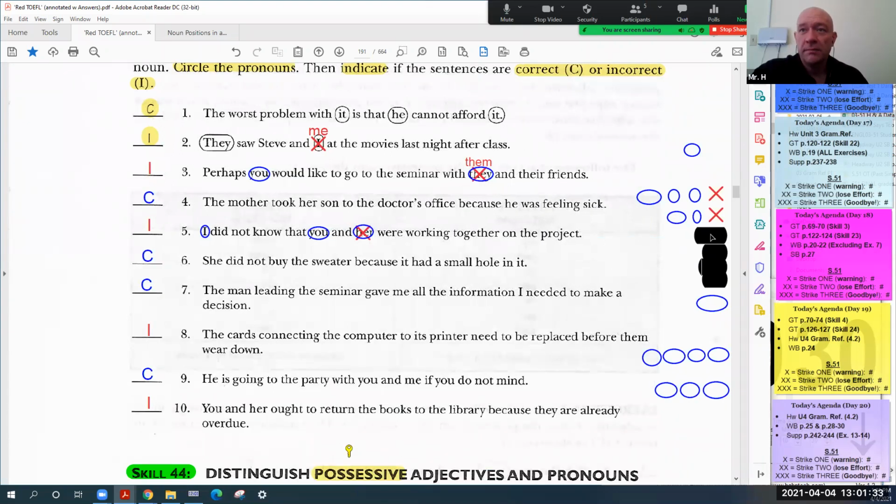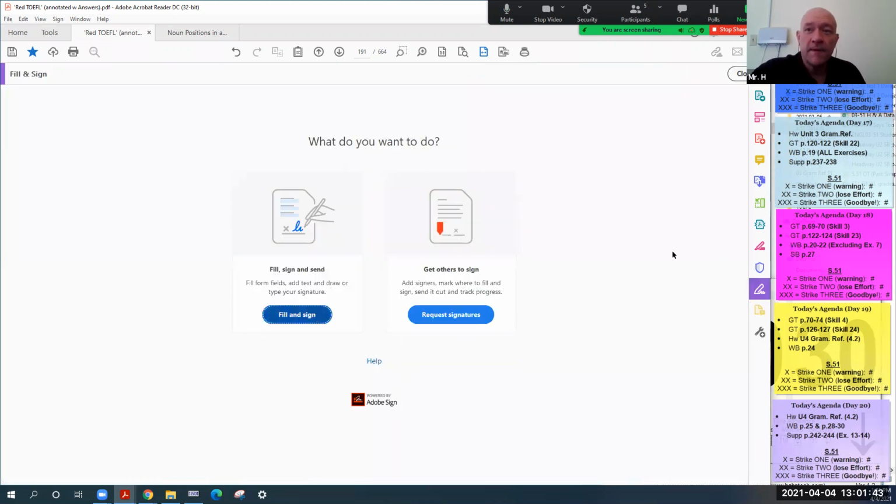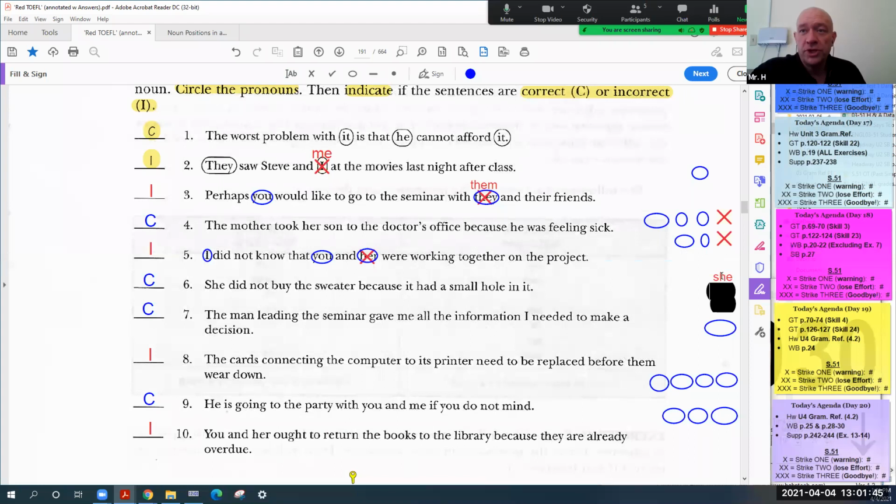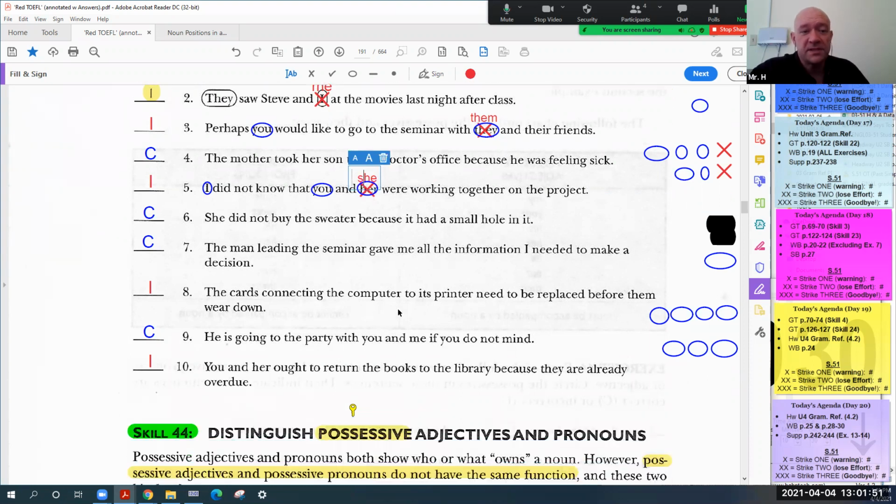Sure. Let me see. What has disappeared here? Let's see. What do we have here? There we go. Okay, so we'll move she over here. All right. Let's skip six and seven.